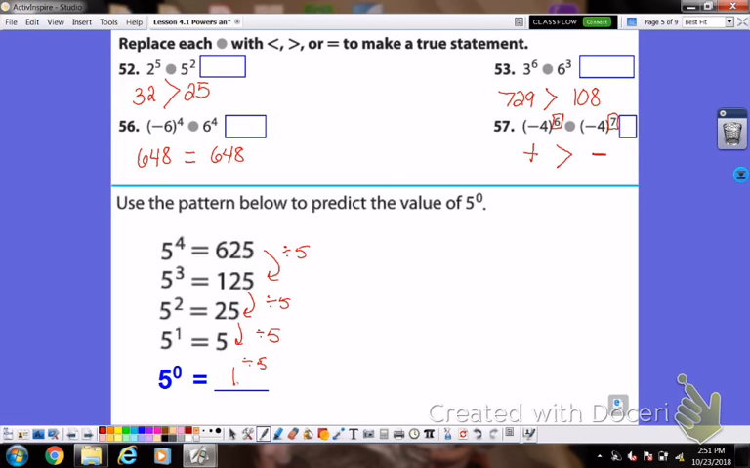Okay, so our rule here is any number raised to the power 0 will be equal to 1. Anything raised to the 0 power is equal to 1.